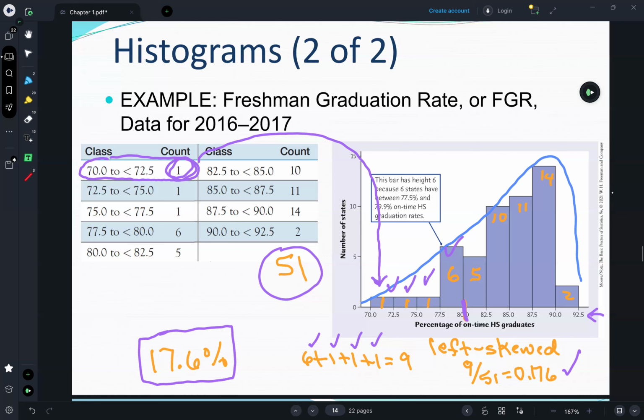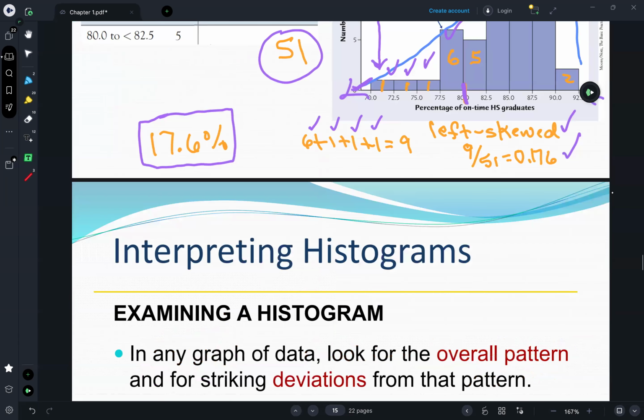Okay, so we can also get lots of information from this. The shape of this distribution is left skewed, and the reason for that is because the data is decreasing on the left side. The bulk of the data is on the right. So if the bulk of the data is on the right, we have left skewed. If it was the other way around, we would have right skewed. So if it's getting smaller and smaller to the left, then it's left skewed. We'll talk more about that in just a moment.